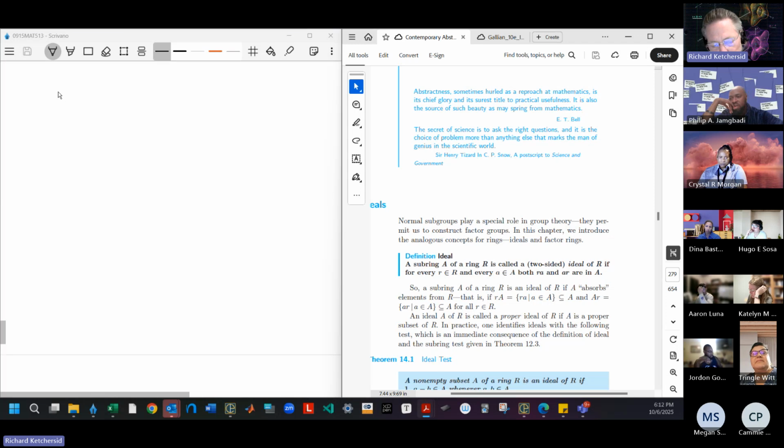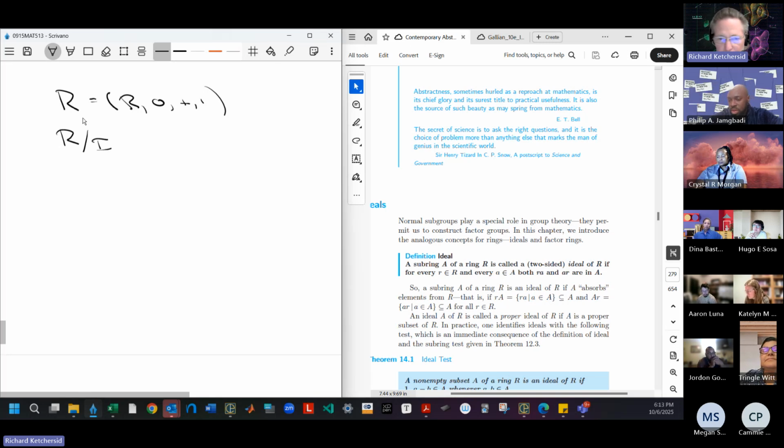Okay. So we're in a ring. We have a structure, we have a 0, a plus, and a times. And we want to construct some kind of quotient ring.